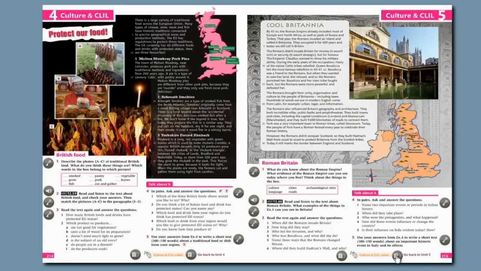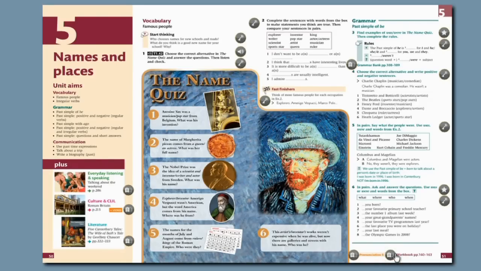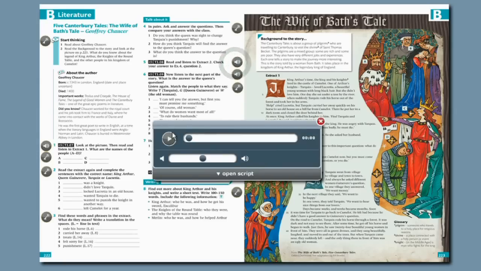There's also a link to the corresponding unit of the student's book. Literature. There is also audio and interactive exercises in the literature section to bring the extracts to life. Literature B. The Wife of Bath's Tale. Page 222. Exercise 5. Read and listen to the next part of the story.